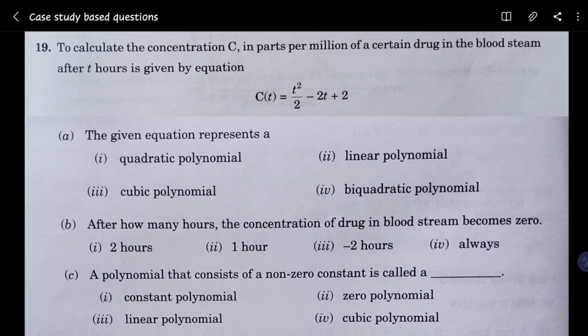The given equation represents, here the maximum power is seeming 2, so that is why the degree is 2, which means it is a quadratic polynomial. Let us see the second question.